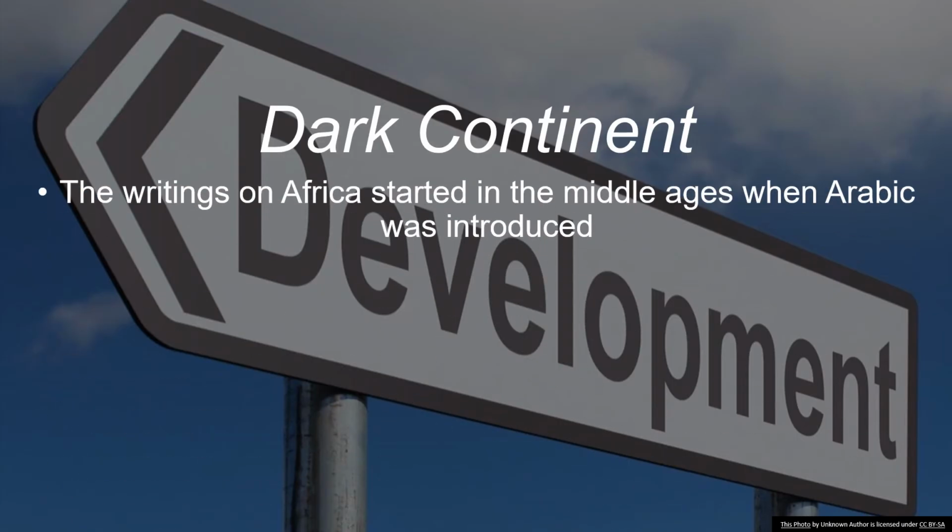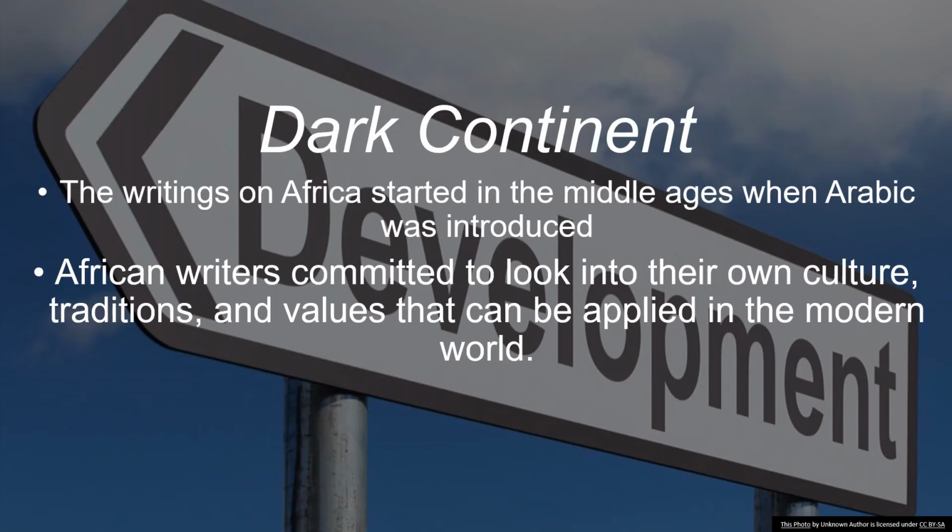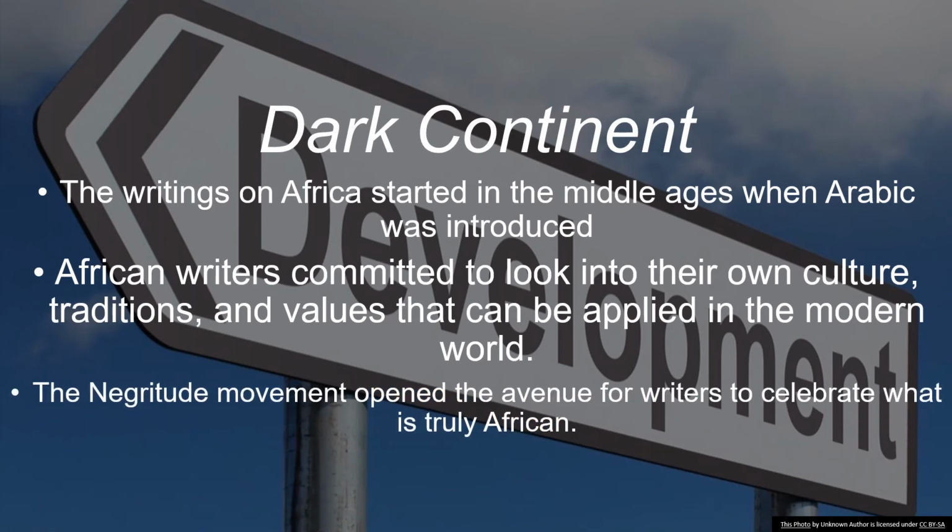Now, the writings on Africa started in the Middle Ages when Arabic was introduced to them, and it moves forward in the 1800s with the coming of the alphabet. With the birth of the Negritude, which literally means blackness, movement in 1934, African writers committed to look into their own culture, traditions, and values that can be applied in the modern world. The drive of the writers to write and excite political freedom grew, and the dignity of African traditions has been asserted. The Negritude movement opened the avenue for writers to celebrate what is truly African.